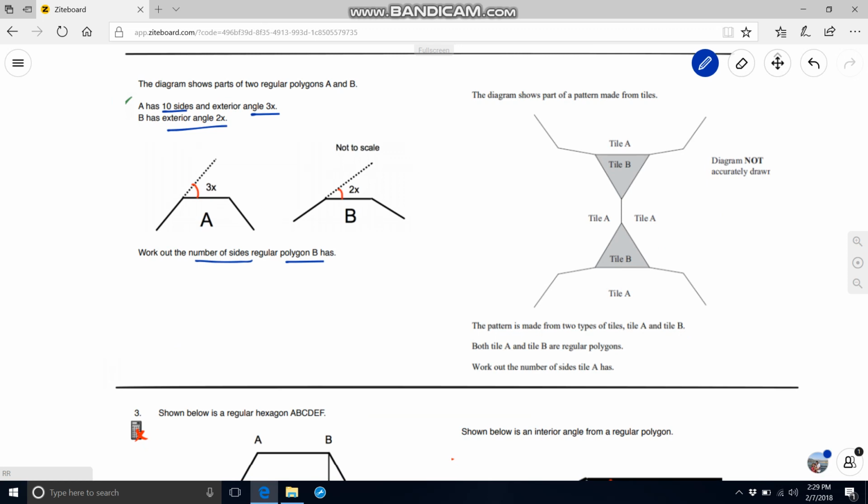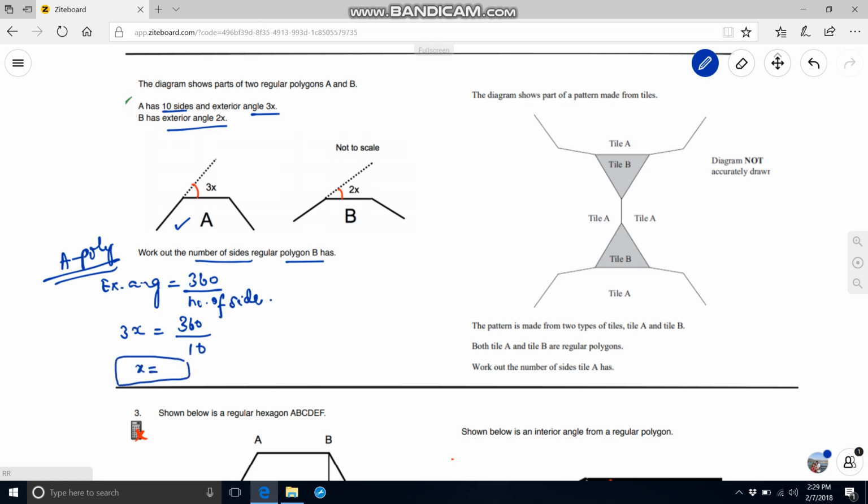If the exterior angle is given, then we can easily find out how many sides are there by using the formula. So here we can start with the first diagram. A is having 10 sides. So you can use the formula exterior angle equal to 360 degree divided by number of sides. From here you can find out your x value because you can equate: exterior angle is 3x, 360 degree, and diagram A says 10 sides. So by equating this you will understand what is x.